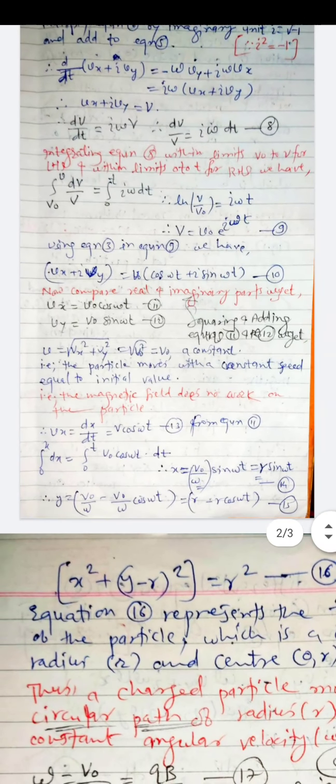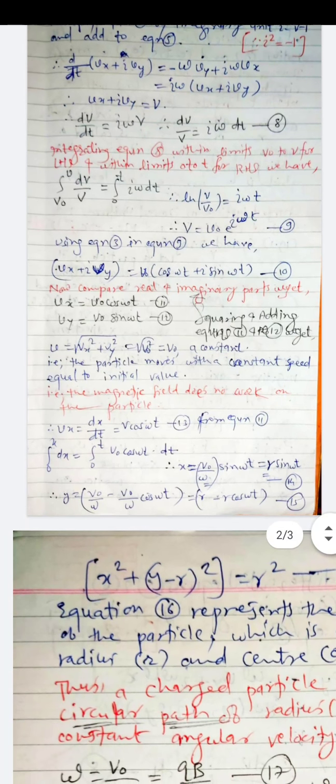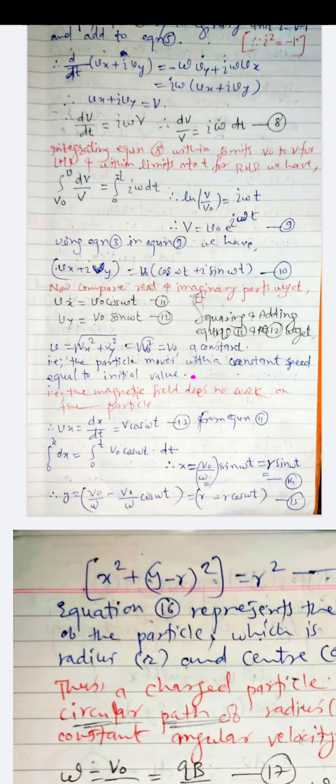Now, the particle moves with a constant speed equal to the initial value. What do we mean by this statement? Its physical significance is that the magnetic field does no work on the particle.